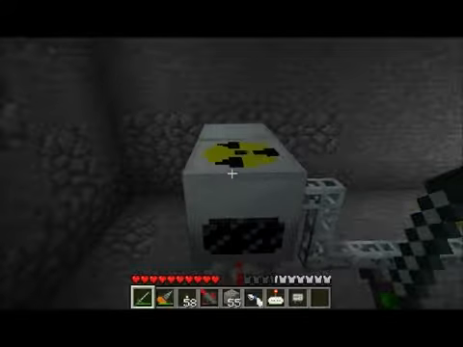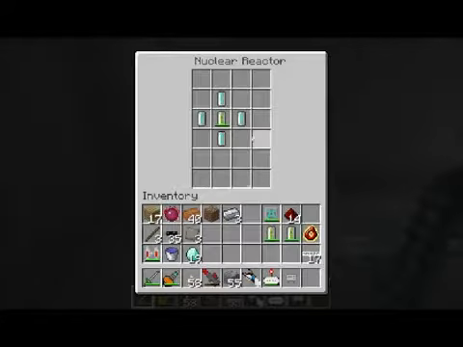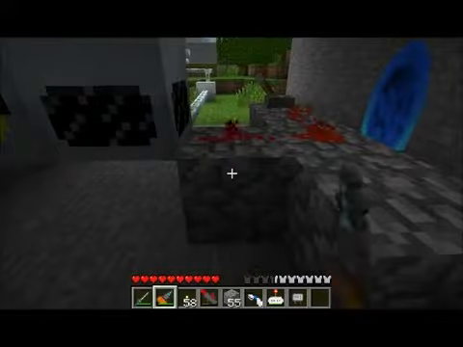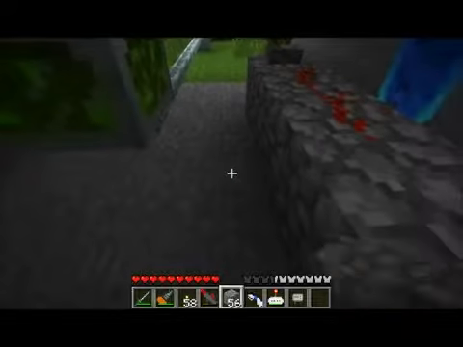Okay, so you can see that this thing could get pretty big if I surround it with a lot of stuff. Obviously expensive items to make.